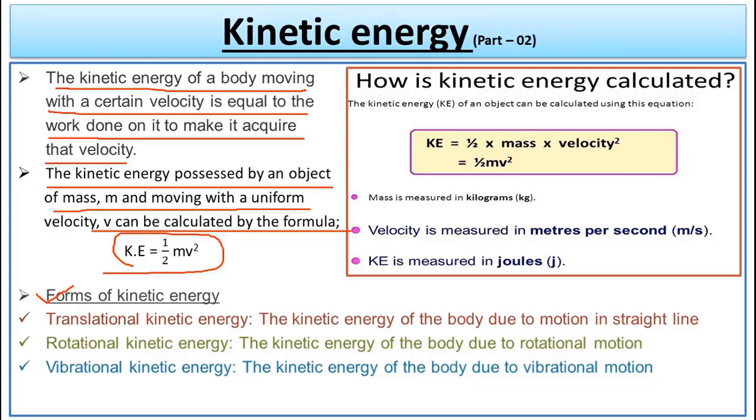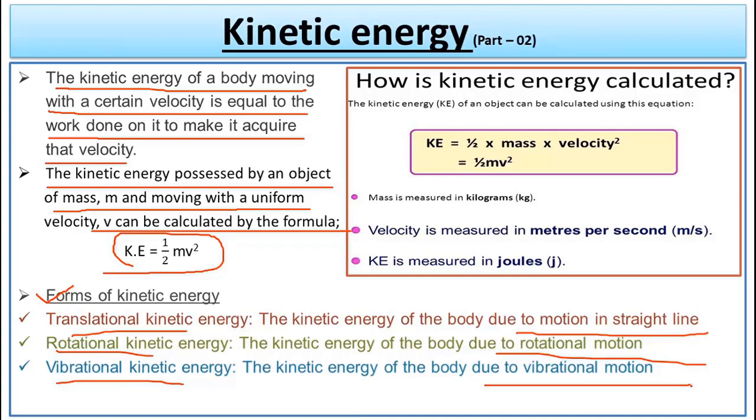So here, translational kinetic energy, rotational kinetic energy, and vibratory kinetic energy are due to different kinds of motion. Translatory kinetic energy is the energy of a body for a motion which occurs in a straight line. Rotational kinetic energy is the energy in a body due to the rotational motion, whereas the vibrational kinetic energy is due to the vibrational motion.